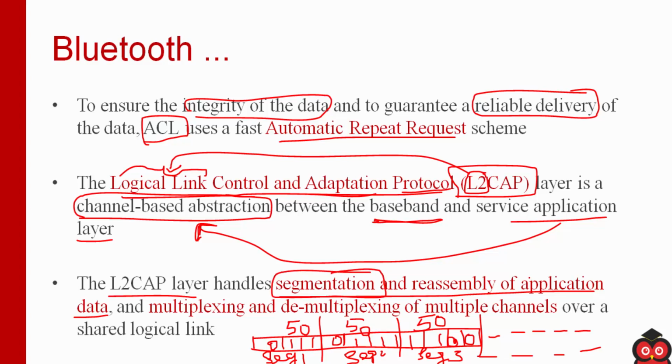And at the other end, the receiving device will reassemble those segments, again combine them to create the actual file. This layer also handles multiplexing and demultiplexing of multiple channels. So these are the roles of the L2CAP layer.